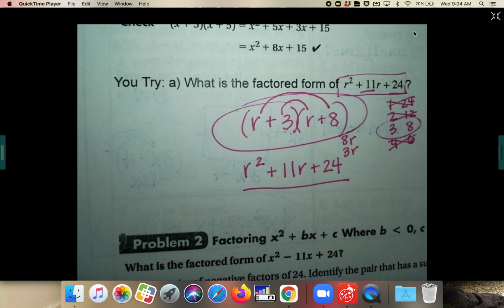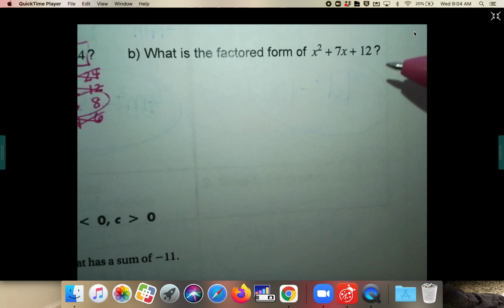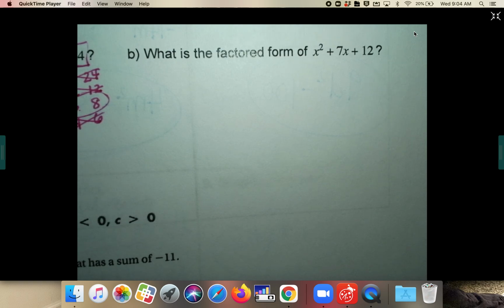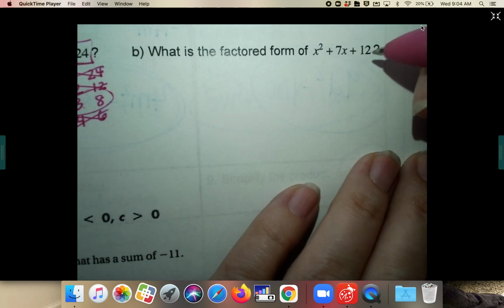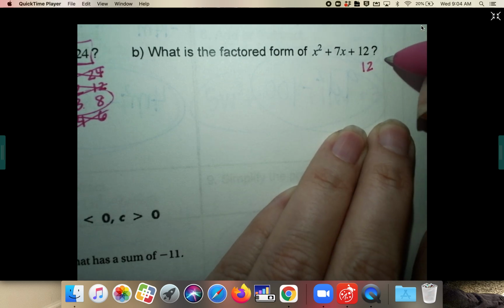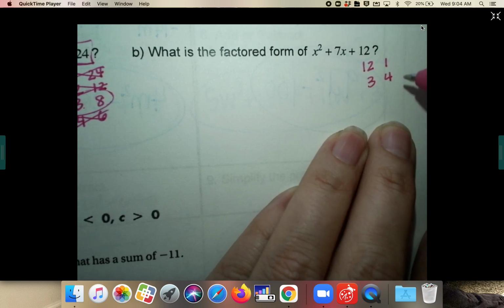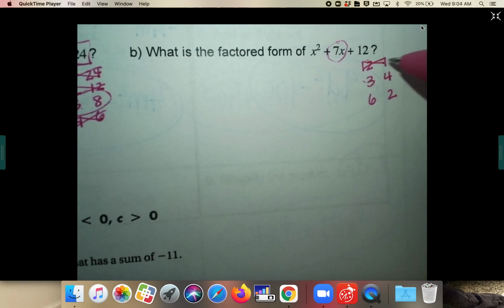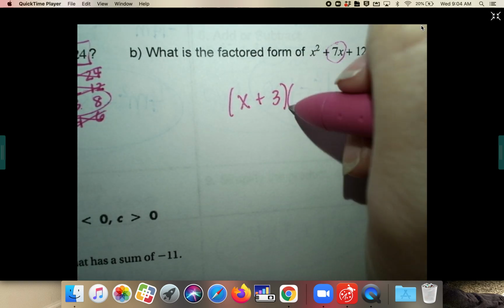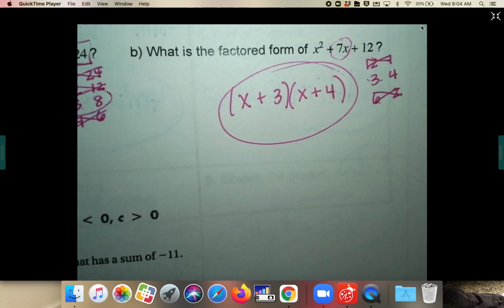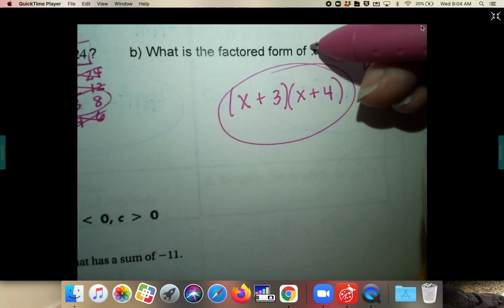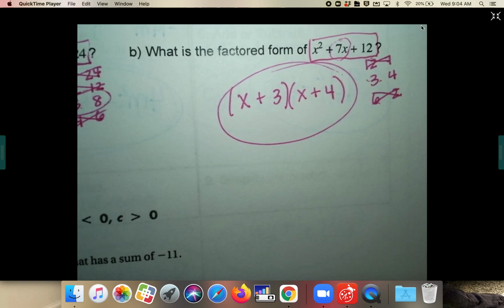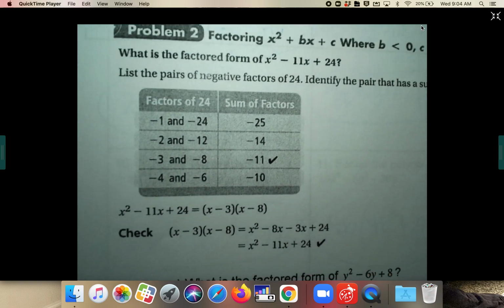Okay, since this is technically a U-try, I would recommend pushing pause right now and you try this one and see if you get the same answer I do. All right, I'm going to go ahead and think of the factors of 12. The factors of 12 are 12 and 1, 3 and 4, 6 and 2. Okay, which of these factors of 12 add to get 7? Not 12 and 1, not 6 and 2, but yes, 3 and 4. So that means our answer is x plus 3 times x plus 4. And again, you can always FOIL it to actually check and see if it ends up being x squared plus 7x plus 12.